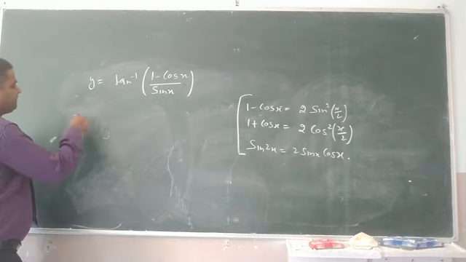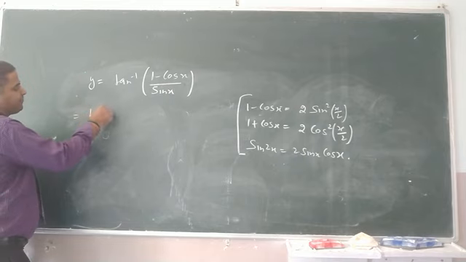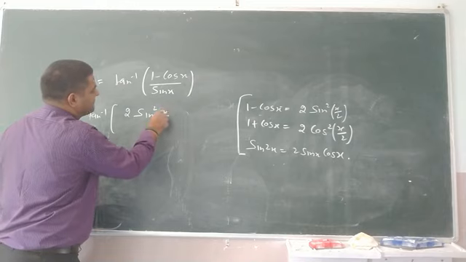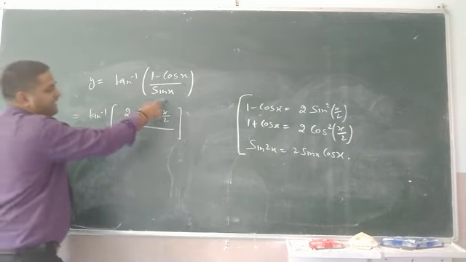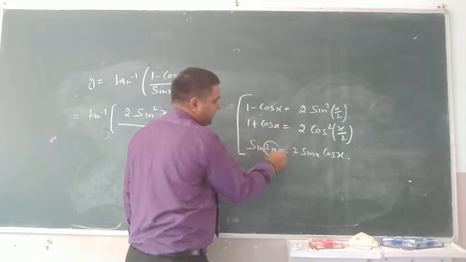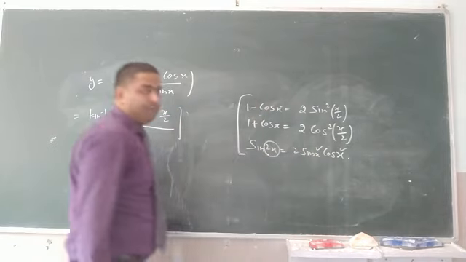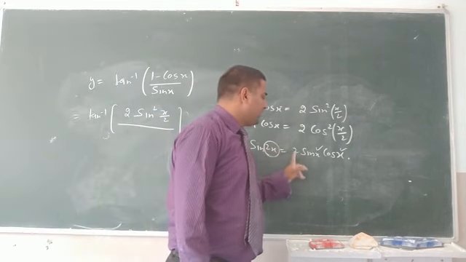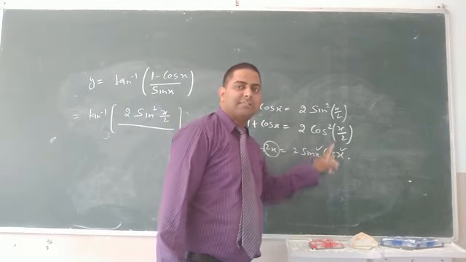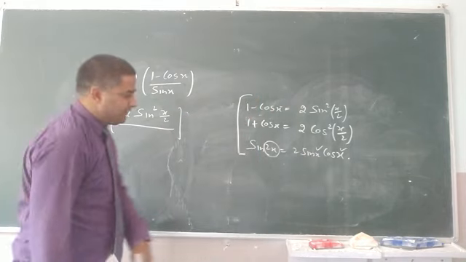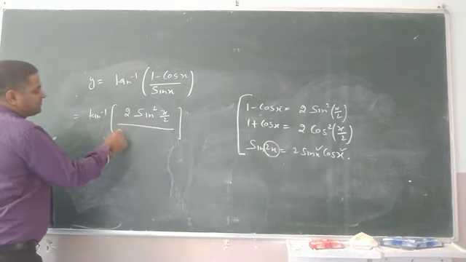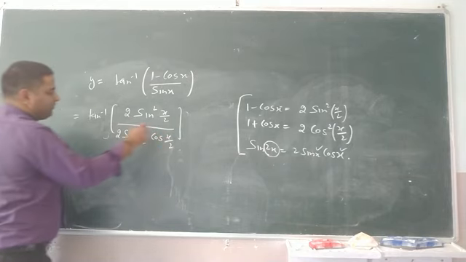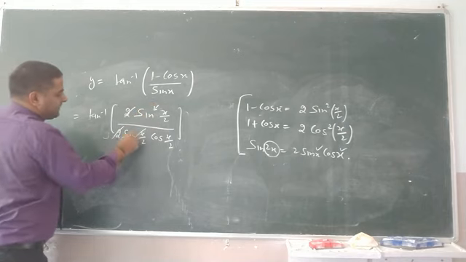So apply the formula. Tan inverse of 1 minus cos x is 2 sin square x by 2, and for sin x, if we have 2x, the angle is x. But when the angle is x, it becomes half. It should be 2 sin x by 2 cos x by 2, half of the angle. So sin x changes to 2 sin x by 2 cos x by 2. So 2 cancels, 1 sin cancels.